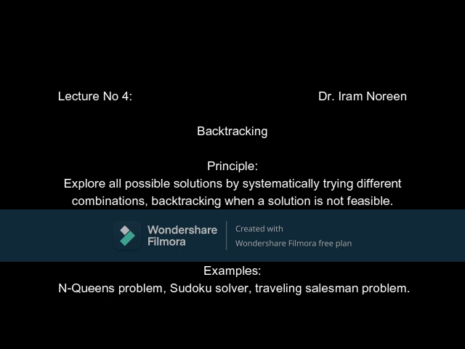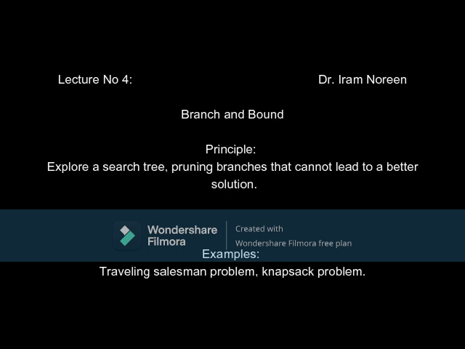Backtracking. Principle: explore all possible solutions by systematically trying different combinations, backtracking when a solution is not feasible. Examples: N-Queens problem, Sudoku solver, traveling salesman problem.